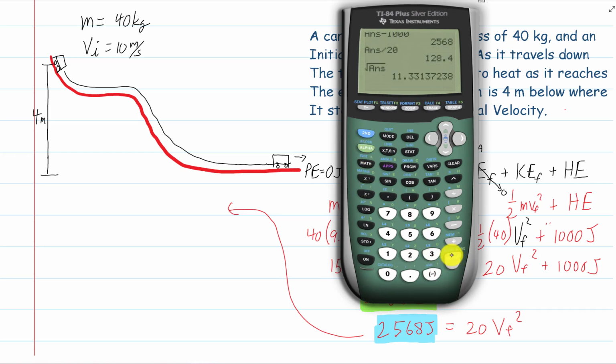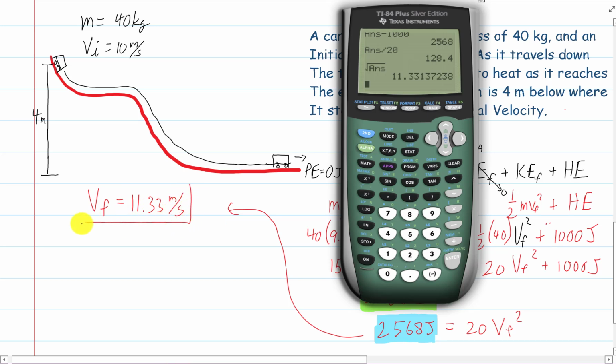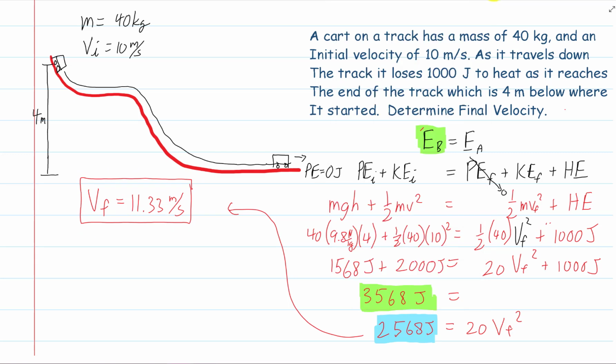And that's it. So vf is going to equal 11.33 meters per second. And that is going to be a scalar. We'd say as drawn in the diagram if they needed a direction, but that doesn't really matter.